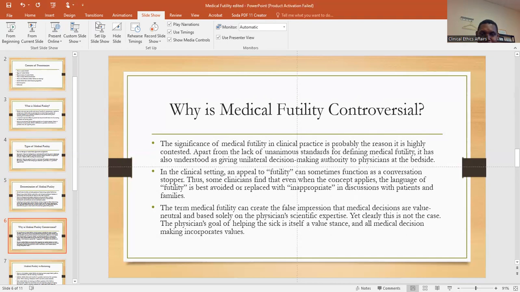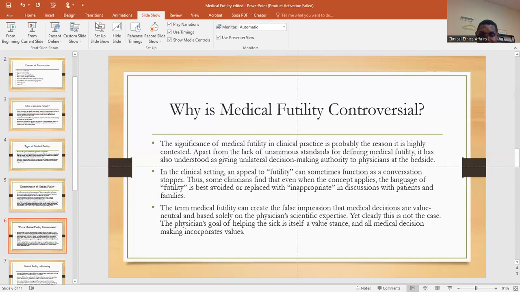also been understood as giving unilateral decision-making authority to physicians at the bedside. In other words, some people feel that medical futility is all about the physician wielding his power, his power of knowledge, his professional judgment against the patient.